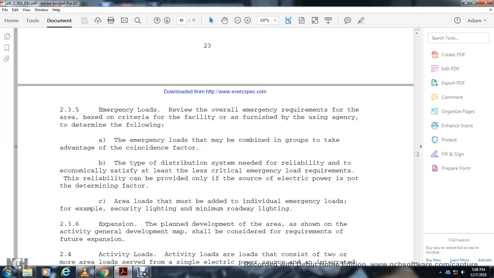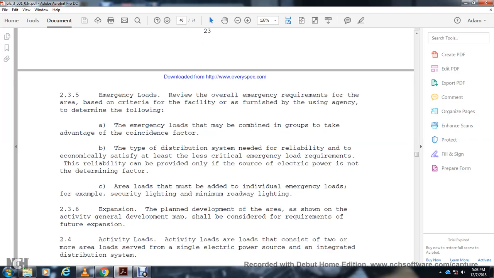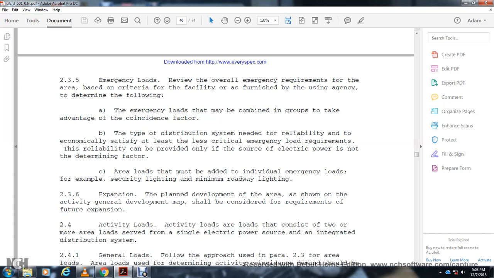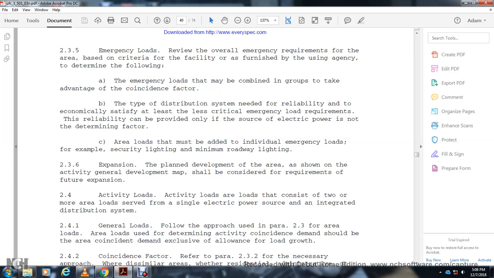236. Expansion. The planned development of the area, shown on the activity general development map, should be considered conservatively for the requirements of future expansion. 2.4. The activity loads. Activity loads consist of two or more area loads that are served by a single electrical power source for the integrated distribution system.